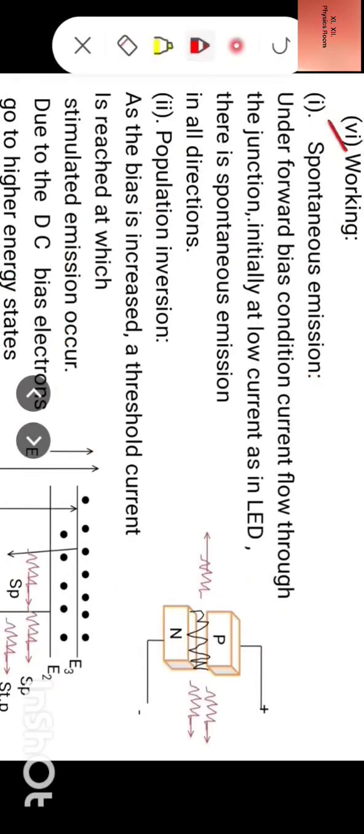Now sixth, working. Step by step we'll take up working. First step, spontaneous emission. How does spontaneous emission take place? Let us discuss. Under forward bias condition, current flows through the junction. Initially, at low current, as in an LED, there is spontaneous emission in all directions. Look at this diagram. So this is spontaneous emission in all directions.